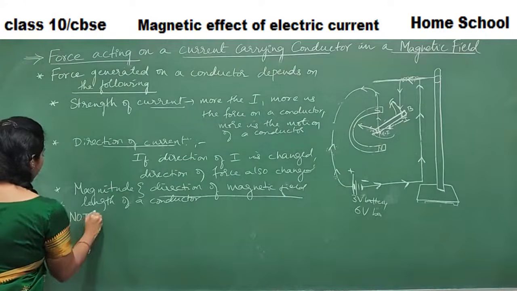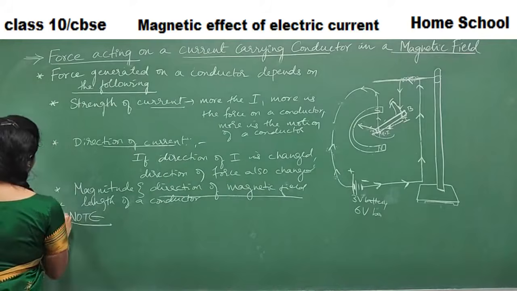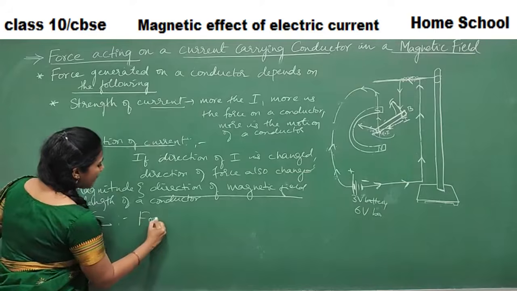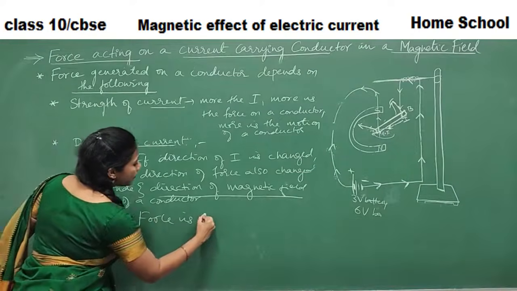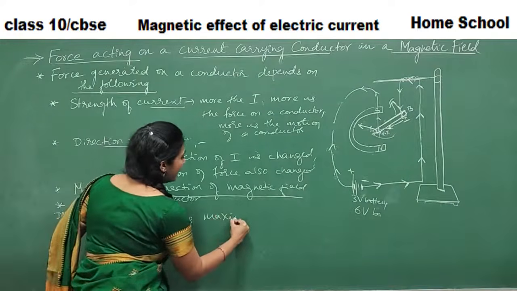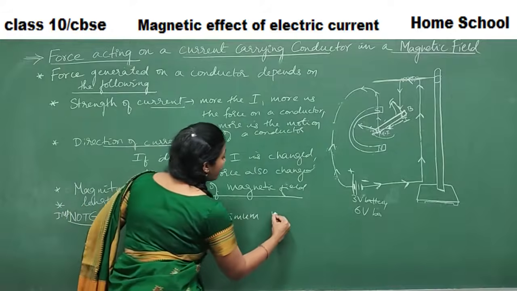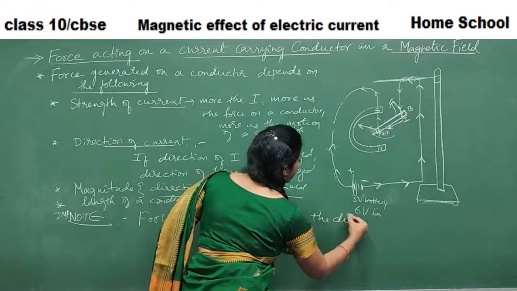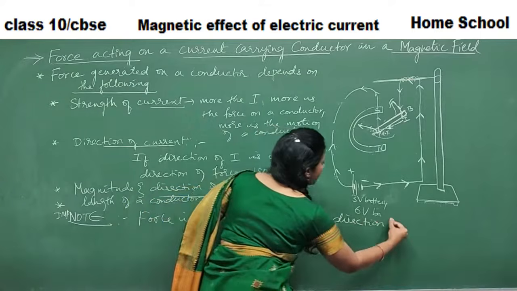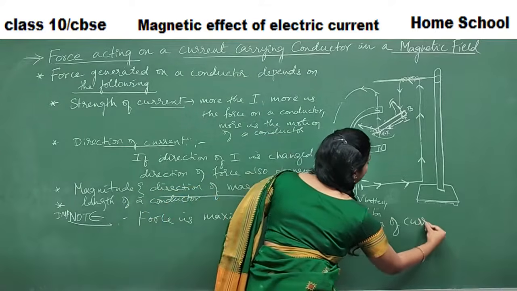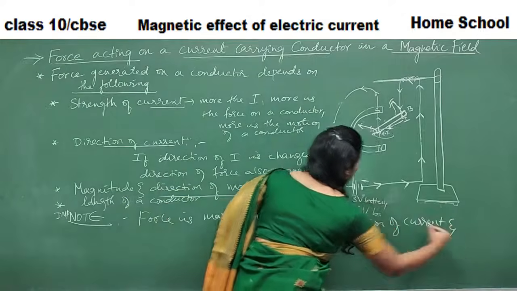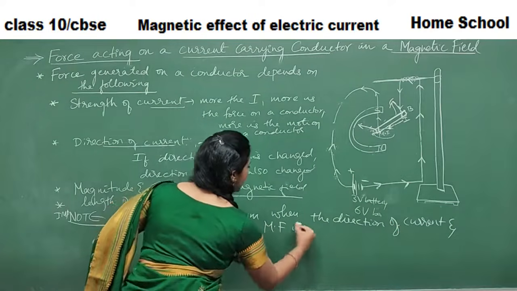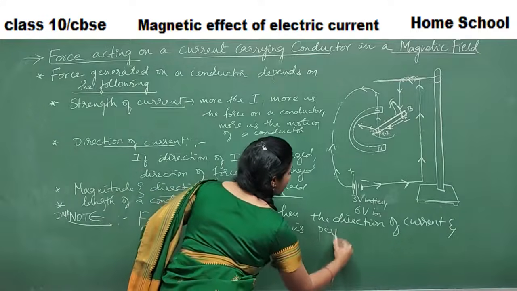Fine. And try to remember one point here. The note is very, very important. So note it down. See here, force is maximum when the direction of current and magnetic field is perpendicular to each other.